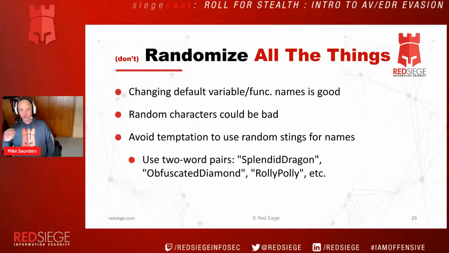Now, before I continue, a little bit of a sidebar. Earlier, I talked about how you should change your default variable and function names. That is good. So doing that in your PowerShell scripts and your MSBuild templates, things like that, is very good. However, you should not just change it to a random string of characters. The reason you shouldn't do that is because of entropy. I have run into AV and EDR that looked at the variable names that were in scripts, and simply using randomized strings for the variable names resulted in a detection.